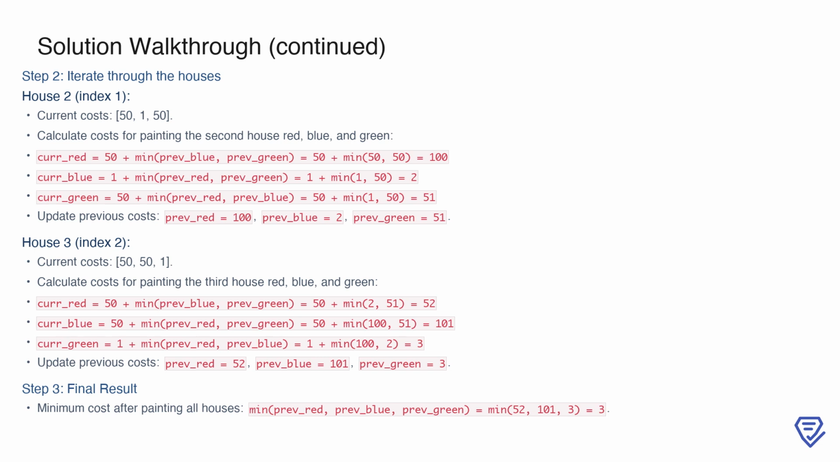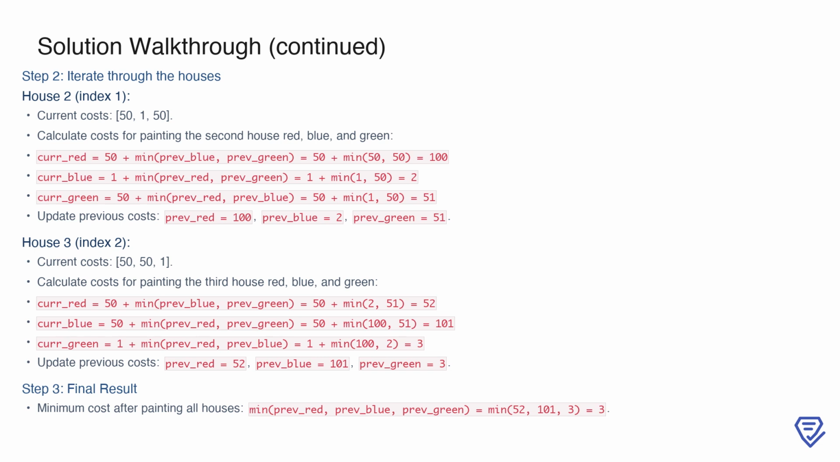52. For blue, we add 50 to the smaller of the previous red and green costs, which are 151, giving cur_blue of 101. Finally, for green, we add 1 to the smaller of the previous red and blue costs, which are 102, resulting in cur_green of 3. We update the previous costs to Prev_red equals 52, Prev_blue equals 101, and Prev_green equals 3.